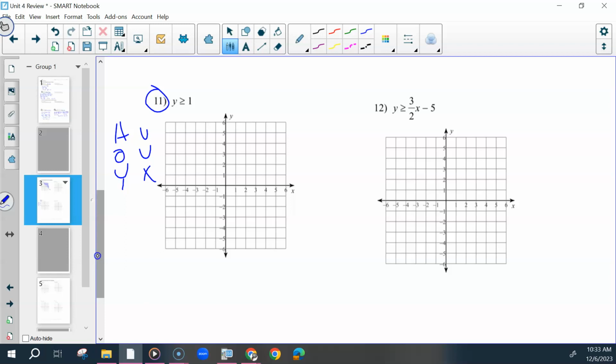So is this going to be a horizontal or vertical line? Horizontal, at 1 on the y-axis. So put a point at 1. It's greater than or equal to, would that be dashed or solid? Solid. So draw a straight, solid line across with arrows at the end. Greater than or equal to, shaded above or below this? Above. So everything up here.